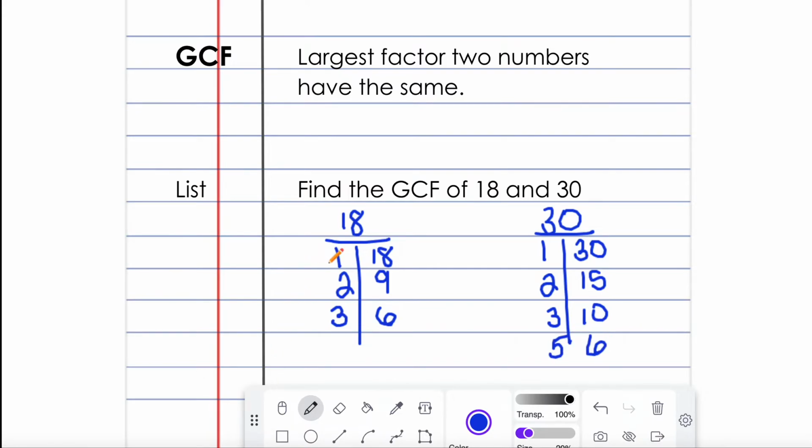So then we look. They both have a 1 in common. They both have a 2 in common. They both have a 3 that's the same. They don't have a 5, but they do have a 6. They don't have a 9 or a 10 or a 15 or 18 or 30. So the biggest one they had that was the same, your greatest common factor, in this case, is 6. So the largest factor that 18 and 30 have the same is 6.